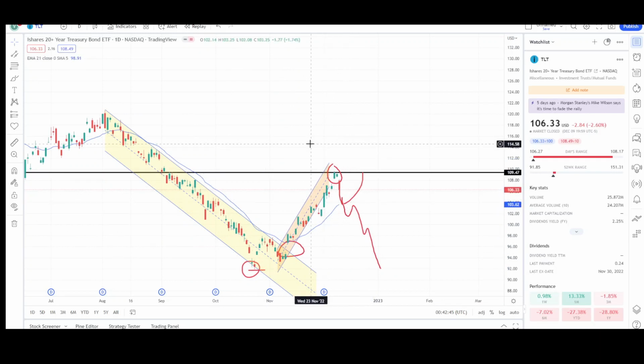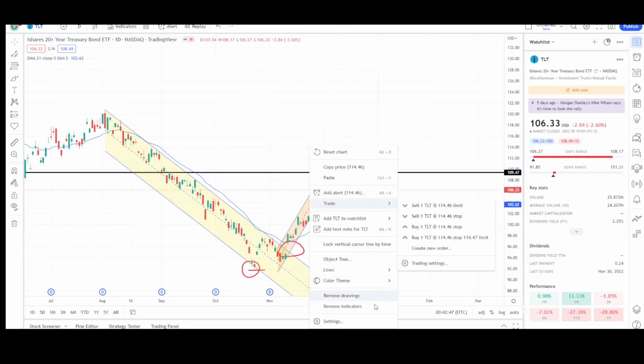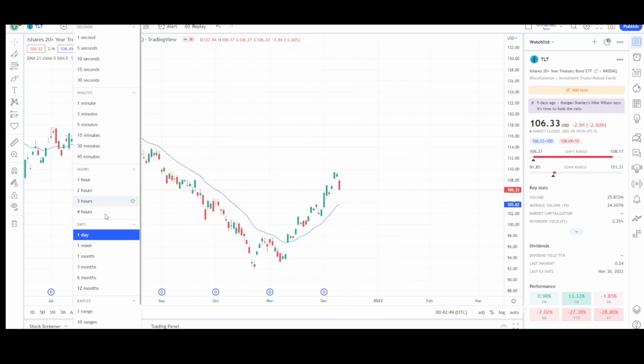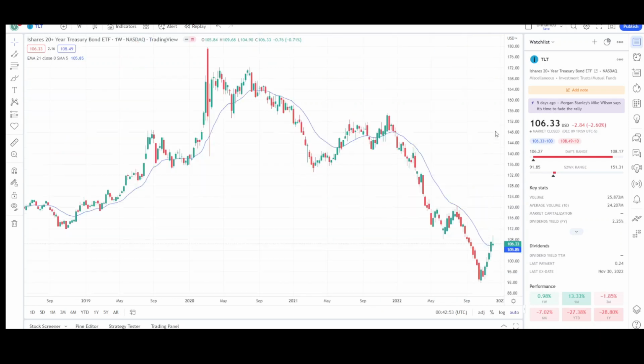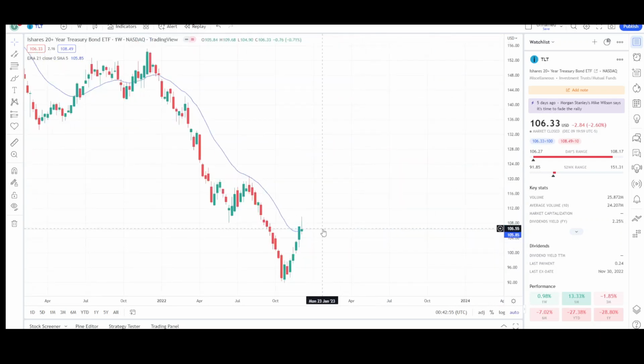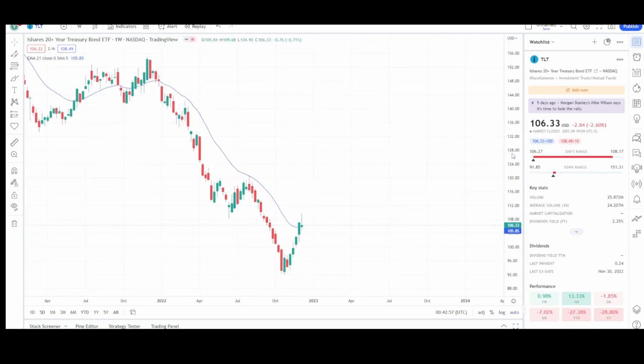So that's everything I have on the daily chart. Let's take a look at the weekly chart to wrap it all up. And here's the weekly chart for TLT. And again, this whole rally was just to take a break from that overextension from the EMA, and we pull back right to it.